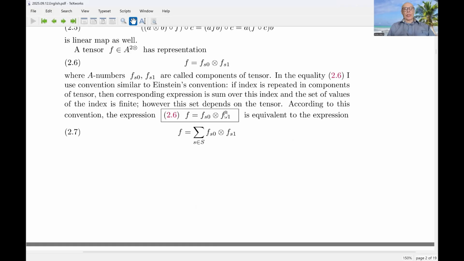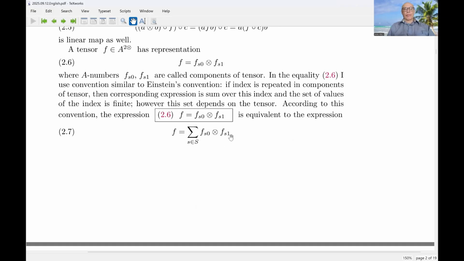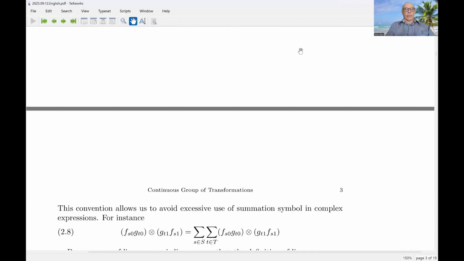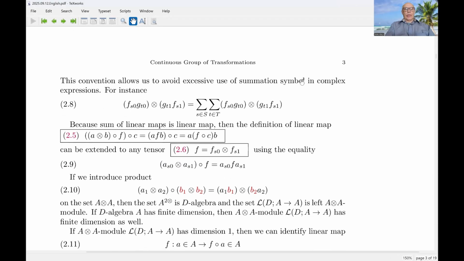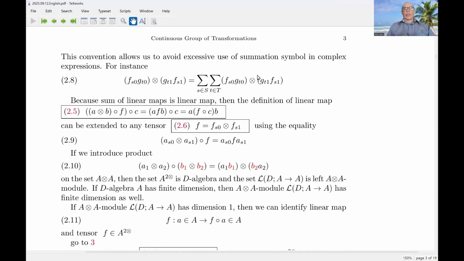According to this convention, the expression 2.6 is equivalent to the expression 2.7. This convention allows us to avoid excessive use of the summation symbol in complex expressions. For instance, you can compare the left and right side of equality 2.8. Because a sum of linear maps is a linear map, the definition of linear map 2.5 can be extended to any tensor 2.6 using equality 2.9.